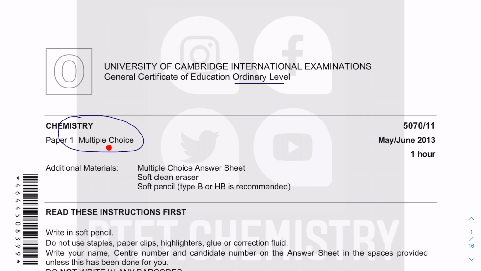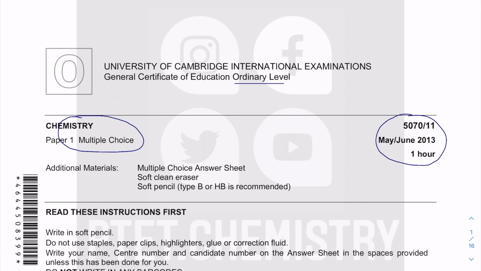This is a multiple choice component. This is paper 1 for O-Level, but I think for IGCSE they have a different paper, either 2 or 3 or something like that. But regardless, the chemistry content within will be suitable for any 14 to 16 years old learner. This is the June 2013, paper 1 variant 1.